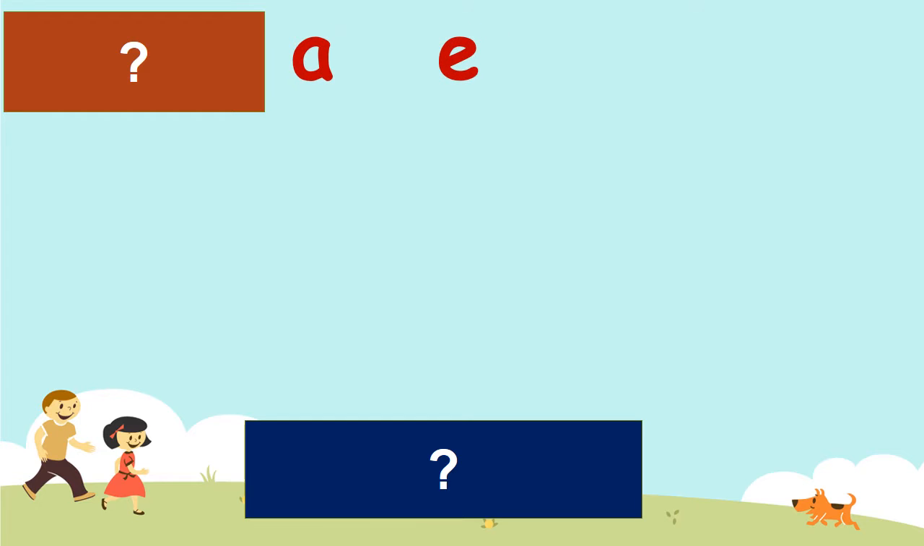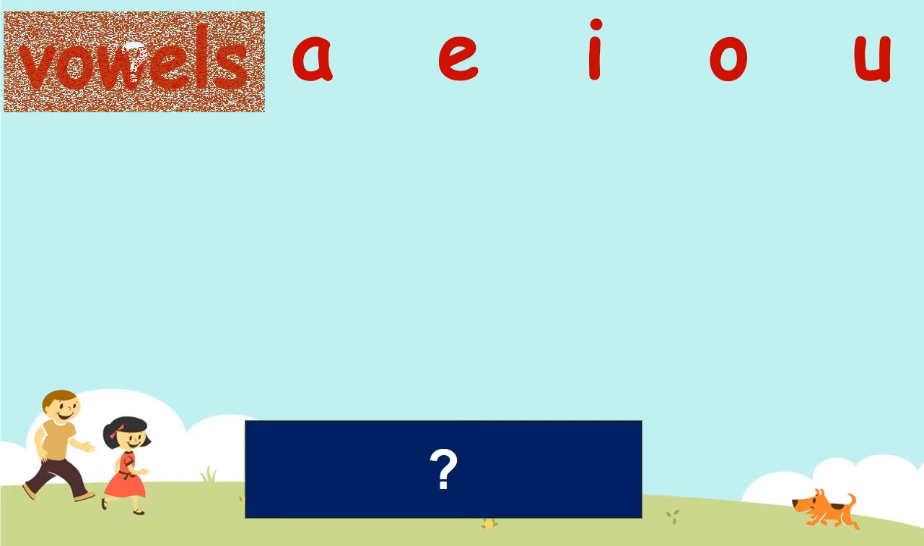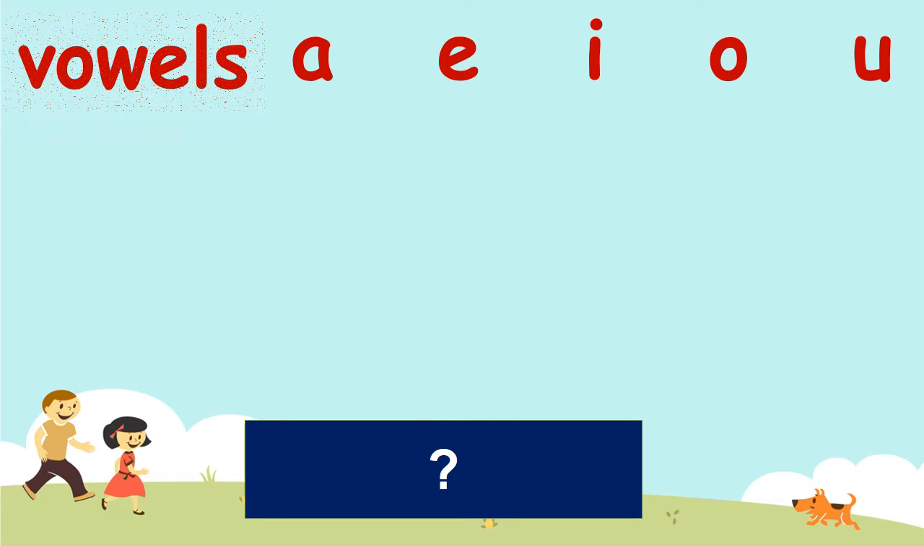Now, today it's extra important to review the letters A, E, I, O, U. What are those letters? That's right, they're called vowels. And you know how they sound. A, E, I, O, U. You know those sounds. You do them very well.